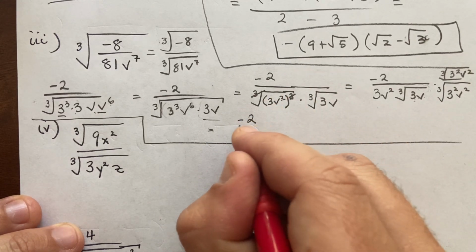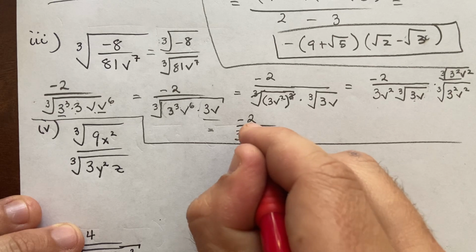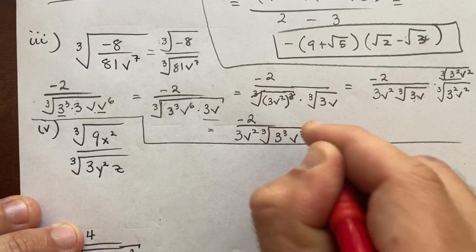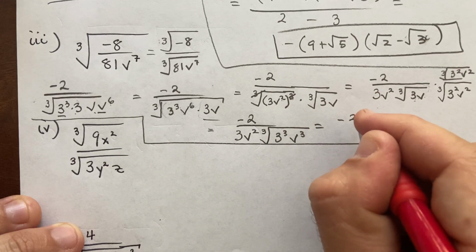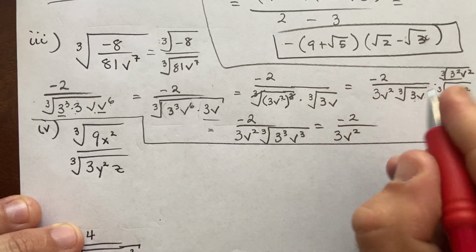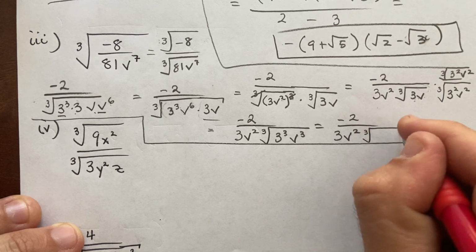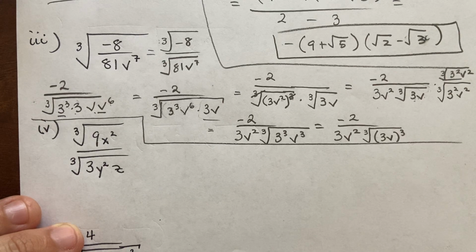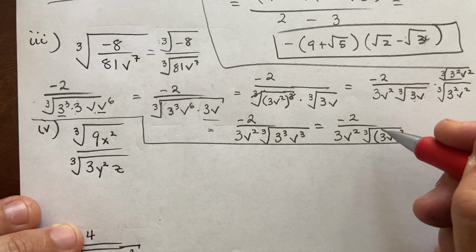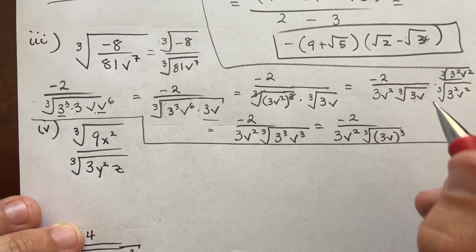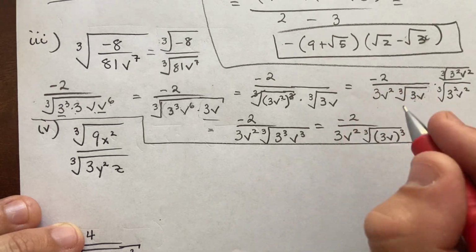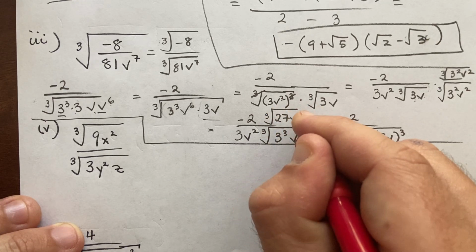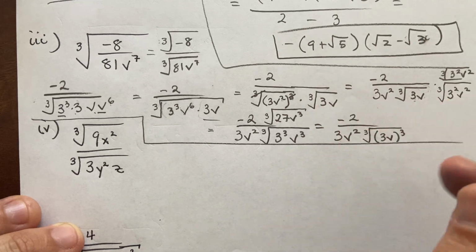So now -2 over 3v squared cube root of 3 cubed v cubed. This would equal -2 over 3v squared, the cube root of 3v all cubed. Now, I don't want to forget that I multiplied it up top. So let me include that. I'm just writing 3 cubed as 27.